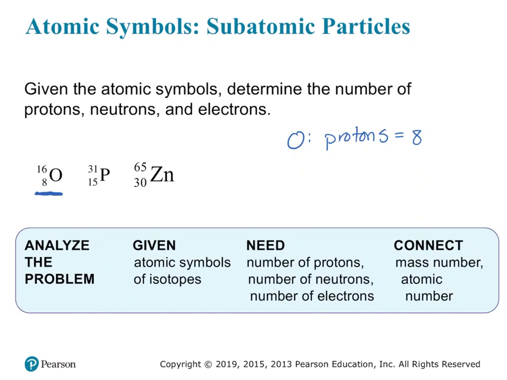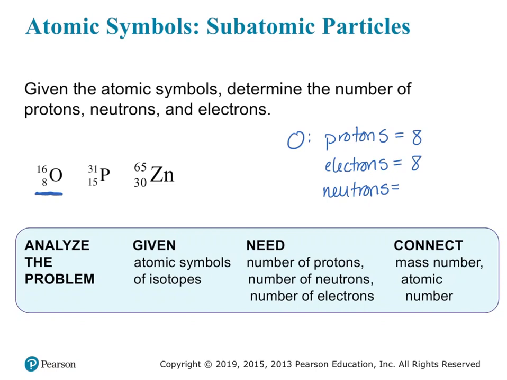Now, we can kind of skip ahead and talk about electrons because remember, if we have a neutral atom, the number of protons will equal the number of electrons. So we can already say that there are 8 electrons. But now we have to figure out how many neutrons this isotope has. Because remember, isotopes can have different numbers of neutrons.